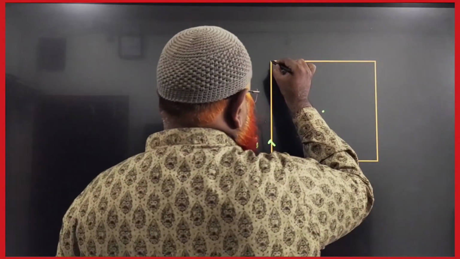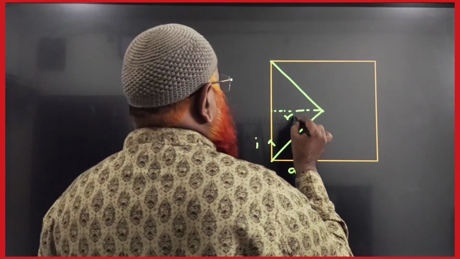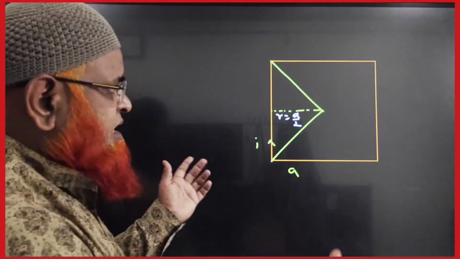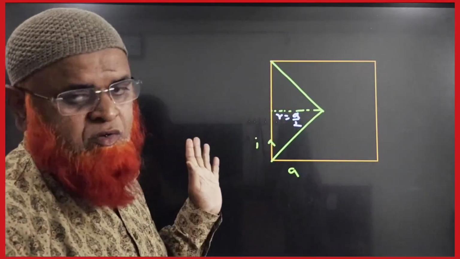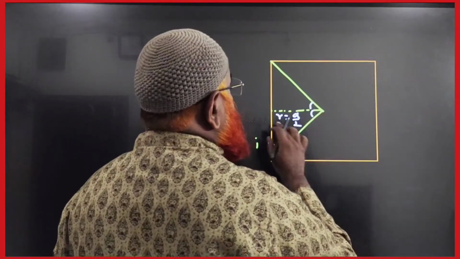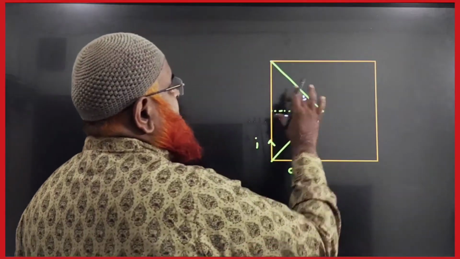You will draw one line like this, and you will draw this distance r. What is this r? This distance r is considered as a by 2, because the total length is a, and from the middle to this side is a by 2. So r is a by 2. Now what is this angle? For a square, this is 45 degrees and this is 45 degrees. Those two angles are 45 degrees.